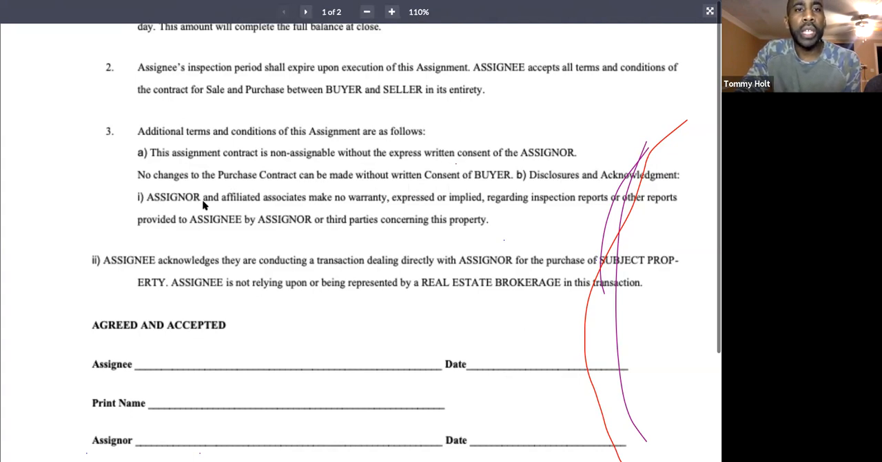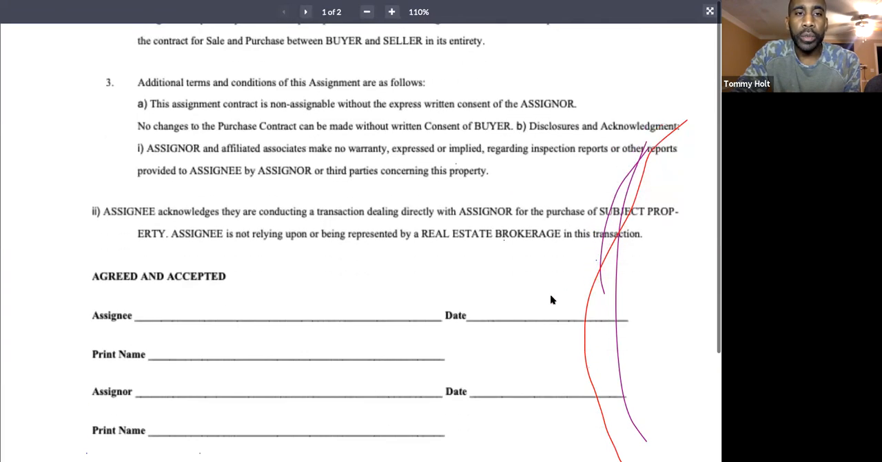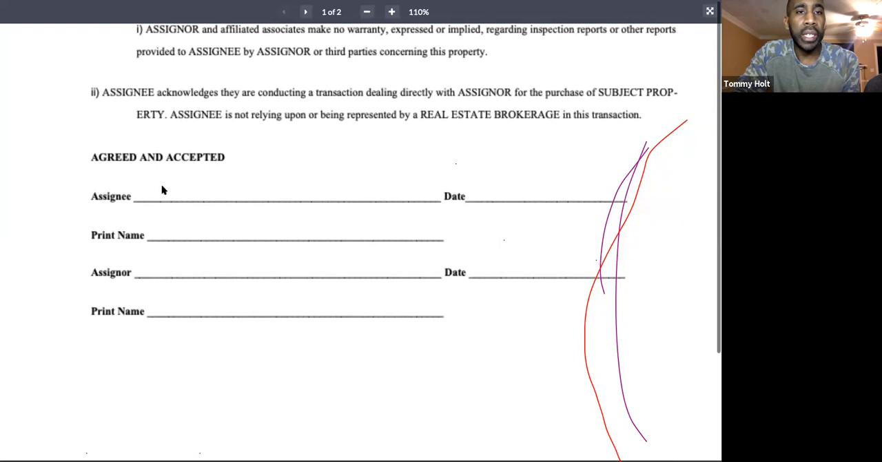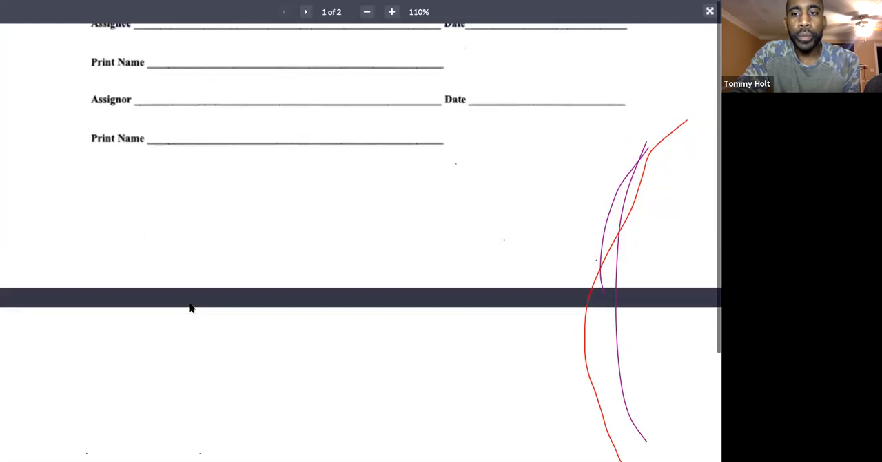Disclosures and acknowledgments: assignor and his affiliated associates make no warranty expressed or implied regarding inspection reports or other reports provided to the assignee by assignor or third parties concerning this property. Basically, this means do your own due diligence. Assignee acknowledges they are conducting a transaction dealing directly with assignor for purchase of the subject property. Assignee is not relying upon or being represented by a real estate brokerage in this transaction. I want to make sure that they understand that. The assignee is going to sign and print, and the assignor signs and prints. And there's nothing on that page.